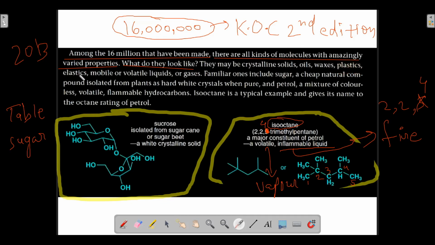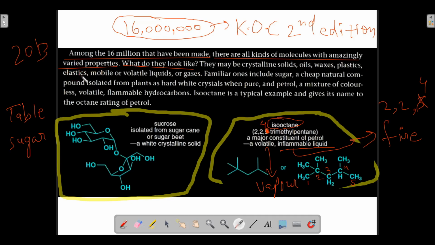Elastics like rubber. Some organic compounds might be there which are elastic like rubber. Rubber is also an organic compound only. It is an elastic organic compound. Actually, rubber comes under the category of plastics as well as elastics.